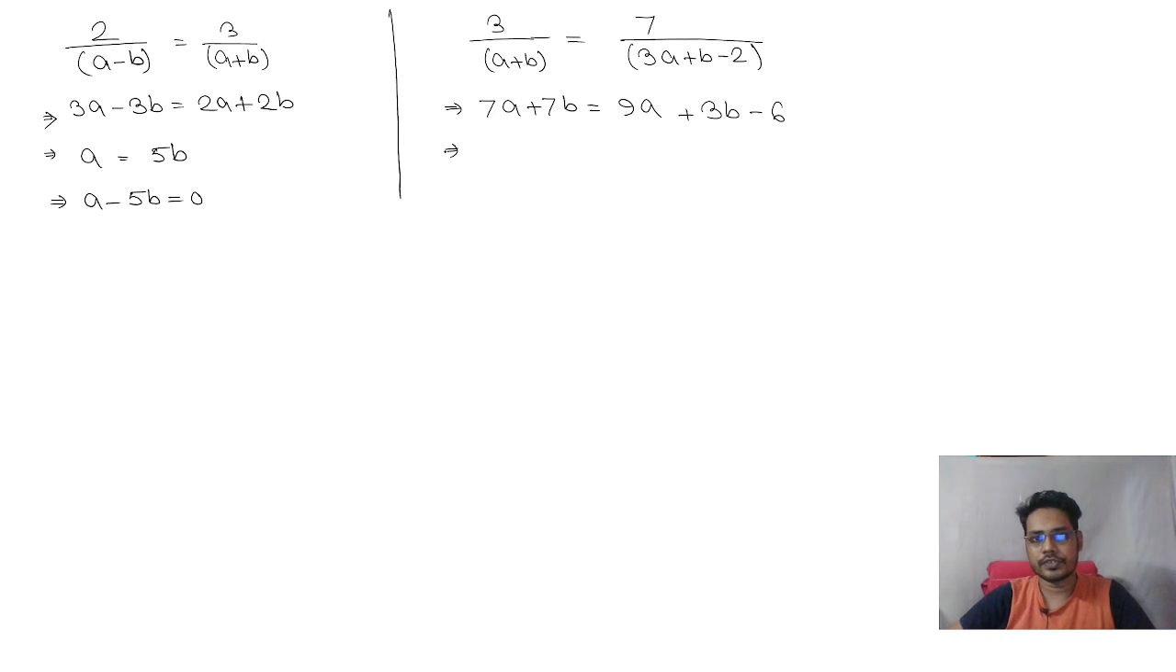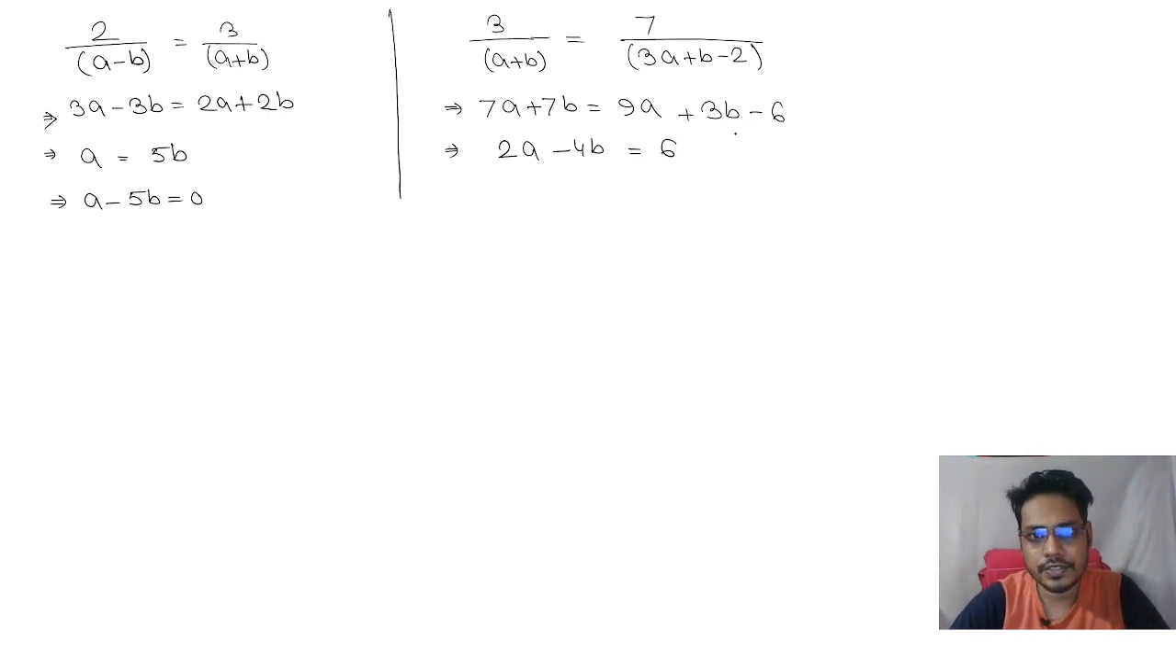So here 9a minus 7a, that is 2a. So 2a, 3b, this goes this way, so it will be minus 4b. 3b minus 7b, minus 4b is equals to 6. 6 goes to the left side, it will be 6. Now two equations are there.